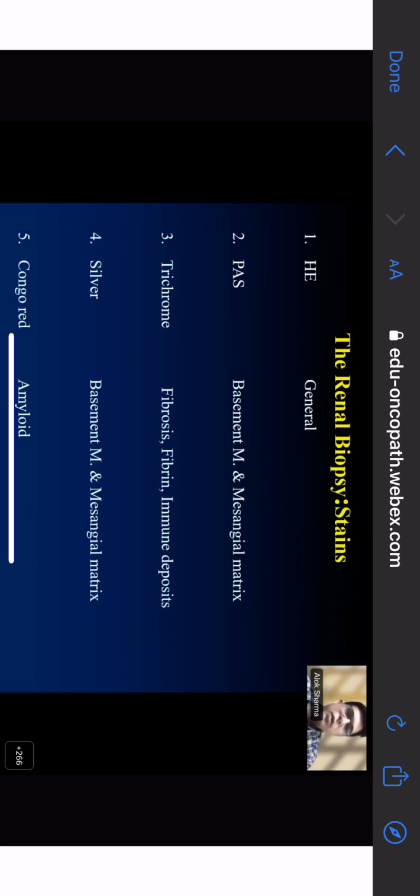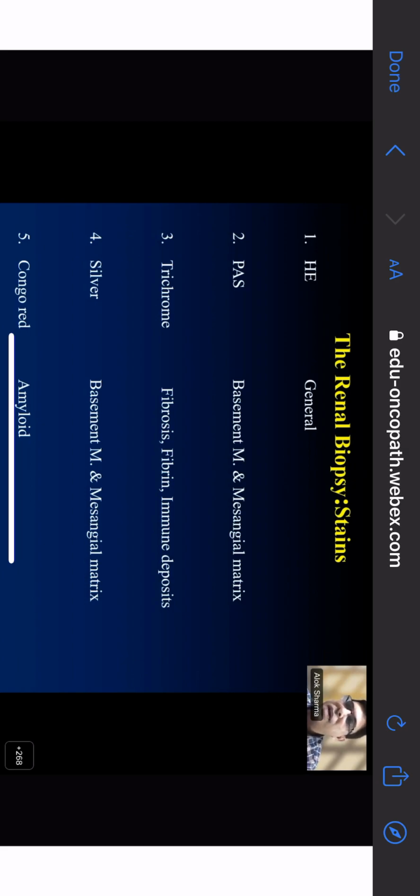So this is important. H&E gives you a general overview, just a revision. PAS gives you basement membrane and mesangial matrix, which probably I missed earlier. Trichrome gives you fibrosis, fibrin. Of course, when there is necrosis, the fibrin shines as red colored structures, fibrin and immune deposits. Silver gives you a nice view of the glomerular and tubular basement membranes and also mesangial matrix. Normally, mesangial matrix is silver stain positive, so that it will give you a blackish color.